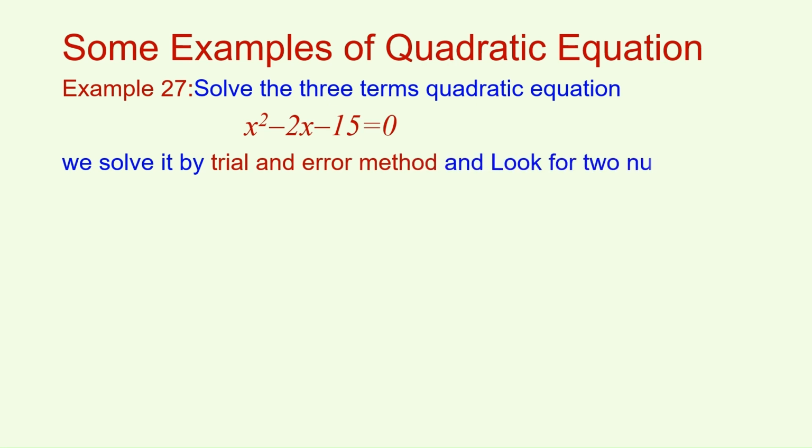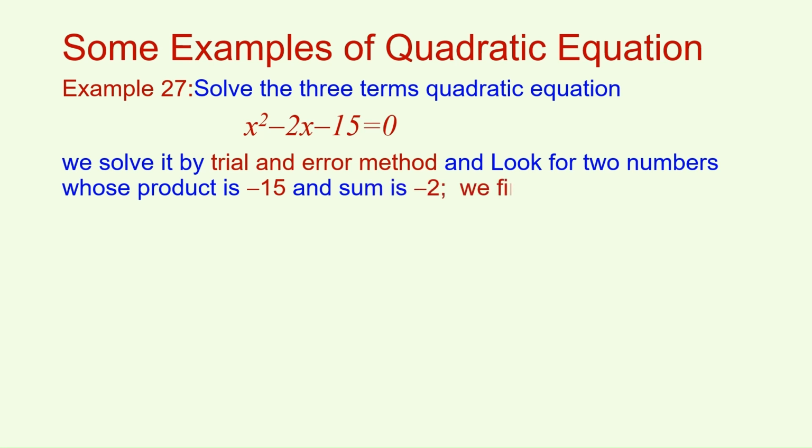Example 27. Solve the three-term quadratic equation x squared minus 2x minus 15 equals 0. We solve it by the trial and error method and look for two numbers whose product is minus 15 and sum is minus 2. We find they are 3 and minus 5.